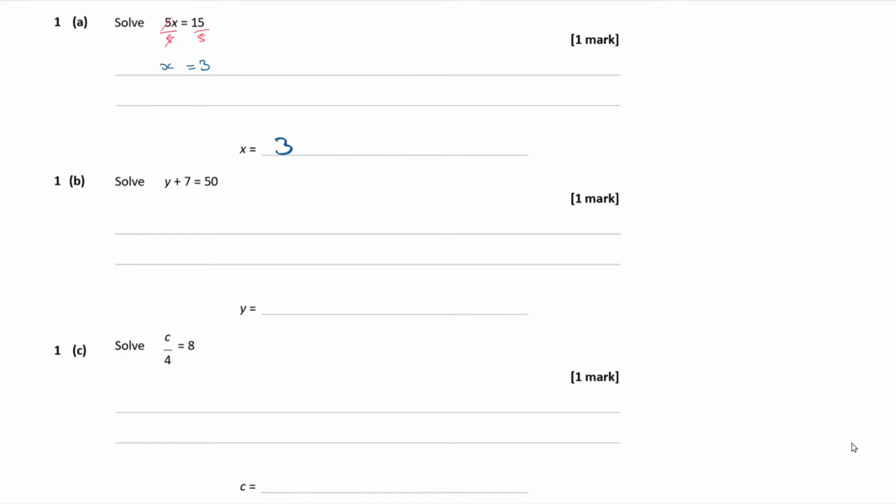Part B says solve y plus 7 is equal to 50. Again, this is quite a simple one. We just need to take 7 away from both sides, don't we? They'll cancel, leaving me with y is equal to 43.